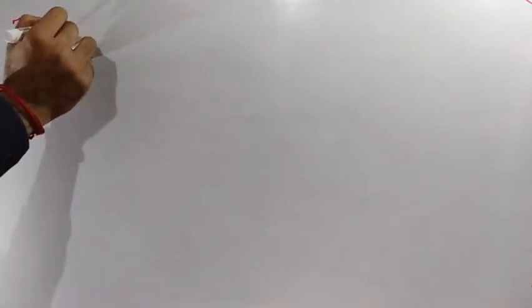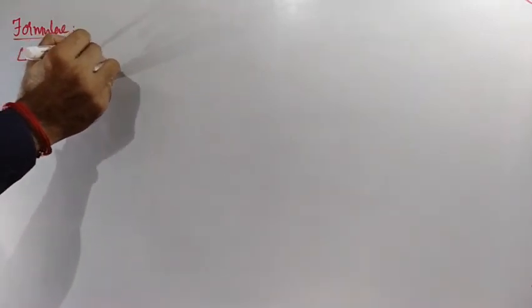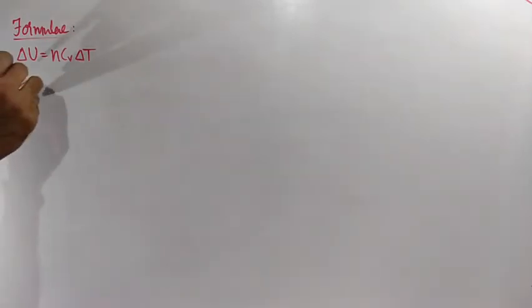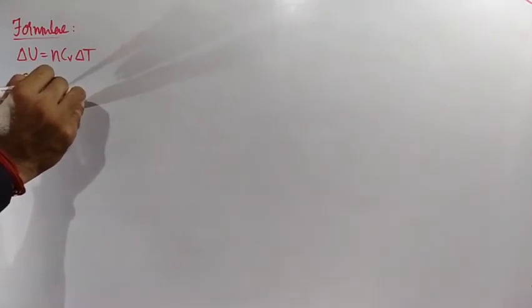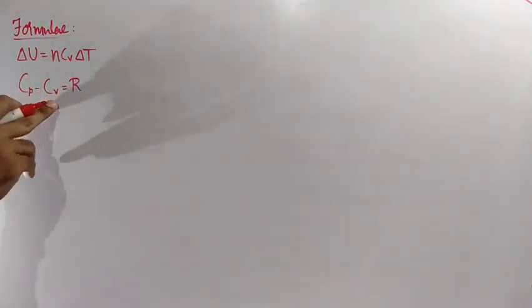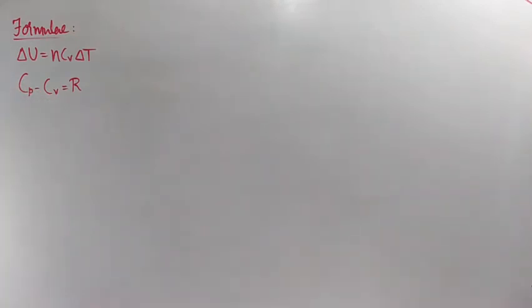So I'll be writing the formulae now. Listen. The formulae which we have used. First one, delta U value: what is that? nCv delta T, remember. Then after delta U, what is one more formula which we remembered? Mayer's relation. Mayer's relation is nothing but Cp minus Cv is equal to R, where Cp and Cv are molar specific heat capacities of the gas.